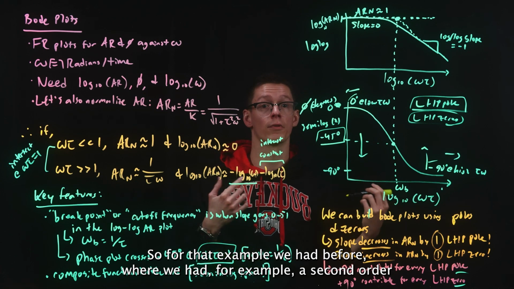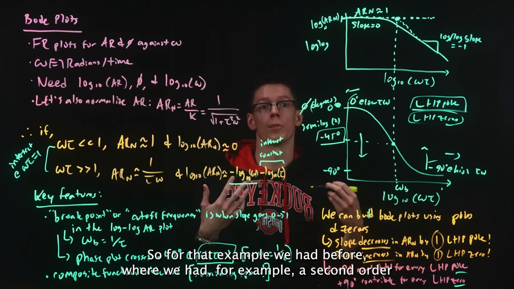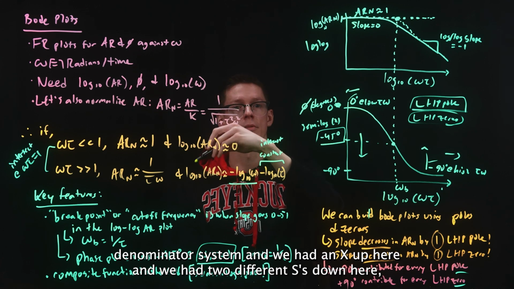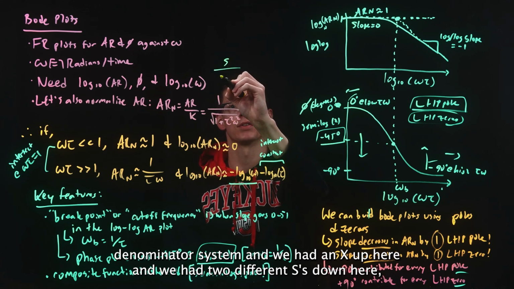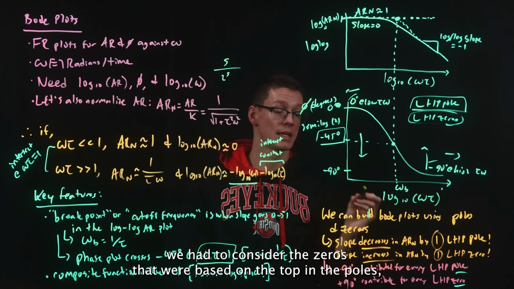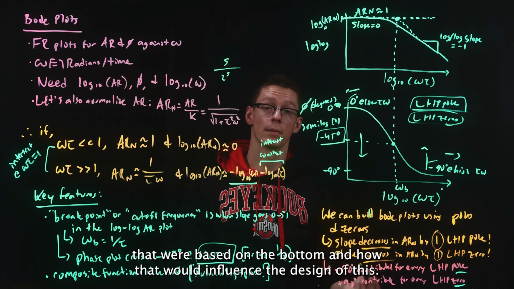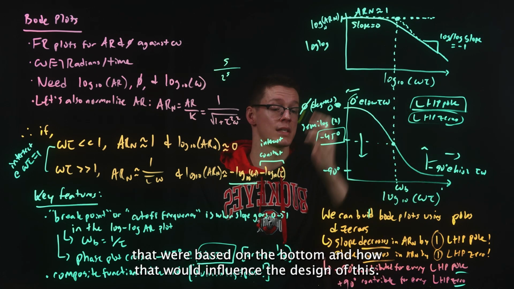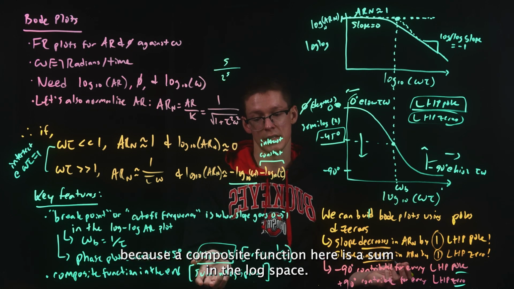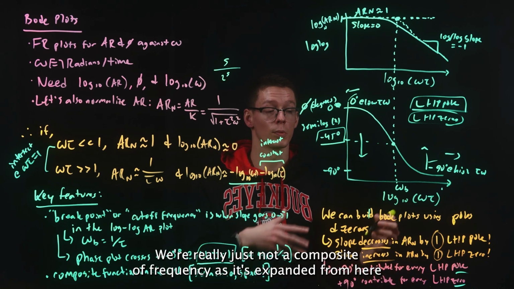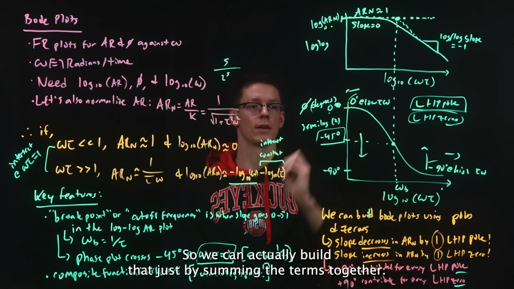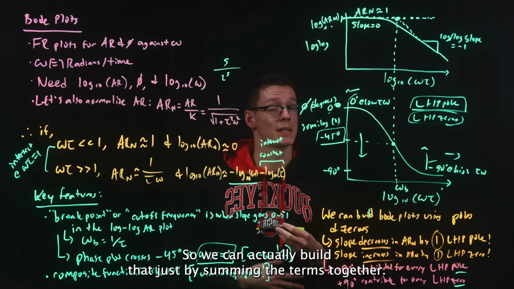So for that example we had before, where we had, for example, a second order denominator system, and we had an S up here and two different S's down here, we had to consider the zeros based on the top and the poles based on the bottom, and how that would influence the design of this. But we can build it. Because a composite function here is a sum in the log space, we're really just thinking about a composite of frequency as it's expanded from here and here. So we can build that just by summing the terms together.